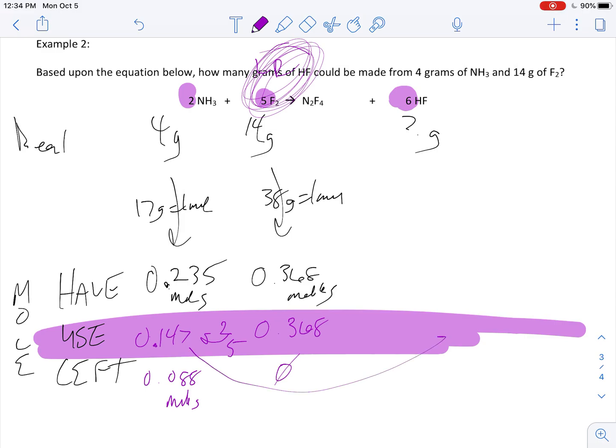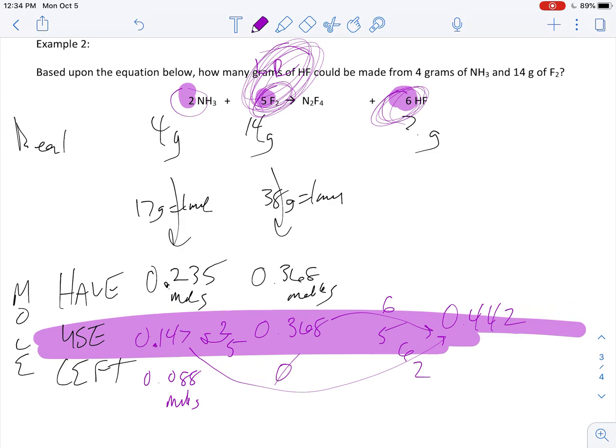So if I went from here all the way over to there, then my ratio would be 6/2 because I'm going to 6 and I'm coming from 2. If I choose this one to be my number, no problem. It's just going to be 6/5 because I'm going to 6, but I'm coming from 5. So either way you do it, 0.368 at 6/5 is 0.442, or the 0.147 at 6/2, which should be 3-to-1, is basically the same number that's there.